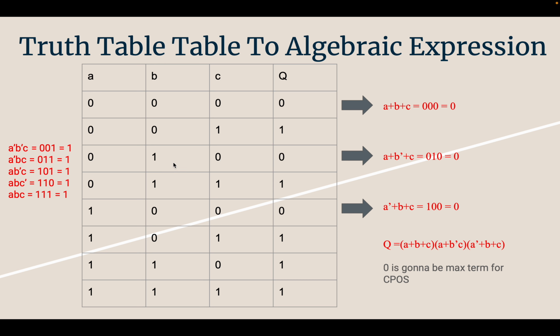For this one, since 0, 1, 0 is equal to 0, we have to know that the 1 is going to be a prime since we want it to equal 0 at the end of this addition problem. The same thing applies to 1, 0, 0: A' plus B' plus C equals 1, 0, 0 equals 0. So we can have our full equation: Q equals (A plus B plus C) times (A plus B' plus C) times (A' plus B plus C).